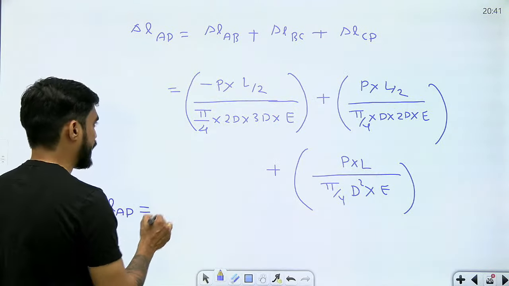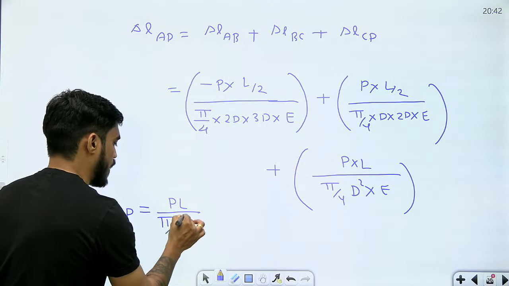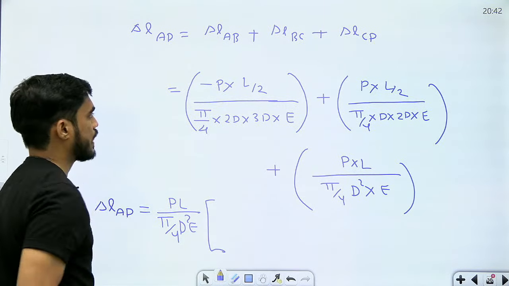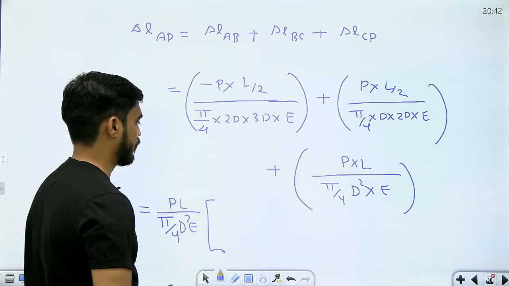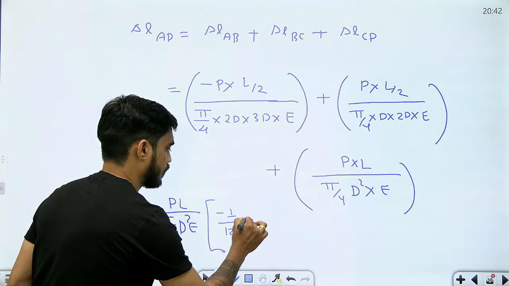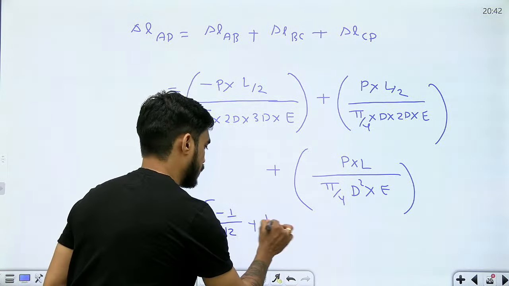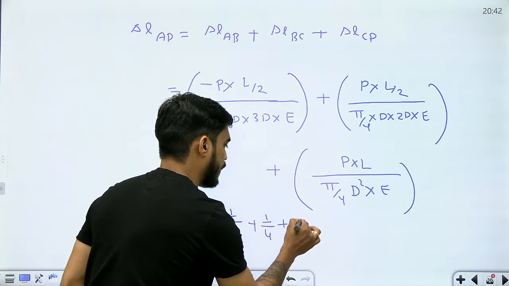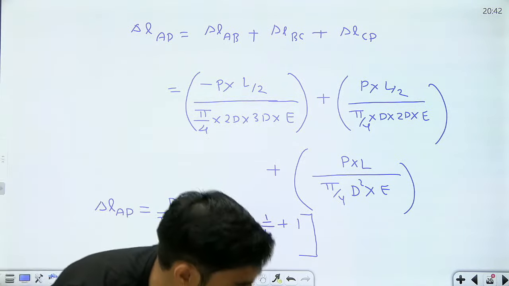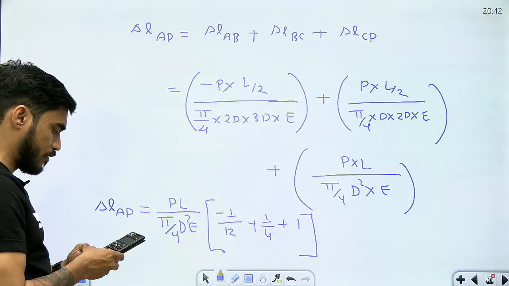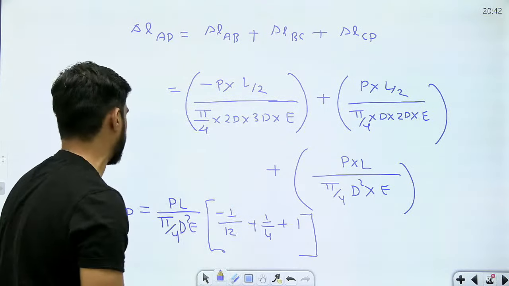What I am going to do is I am going to take PL upon pi by 4 D square into E common. ठीक है? तो यहां पे क्या बचेगा बेटा? This will become minus 1 by 12. यहां पे क्या बचेगा? This will become 1 by 4 and this will become 1. है ना? So बेटा what you will get? Minus 1 by 12 plus 1 by 4 plus 1. 7 by 6. Are you getting 7 by 6?